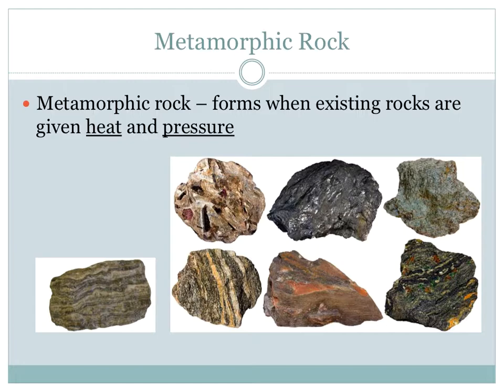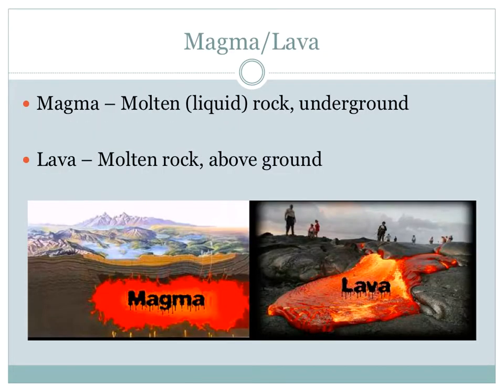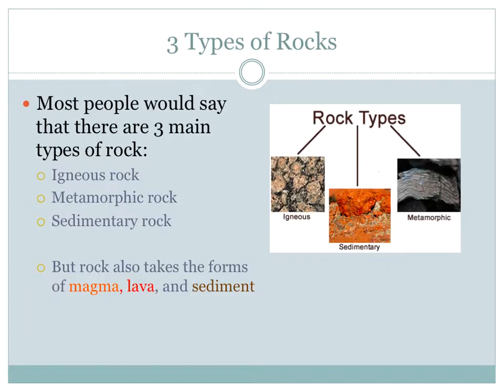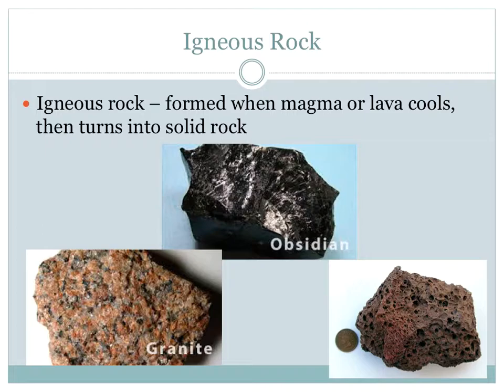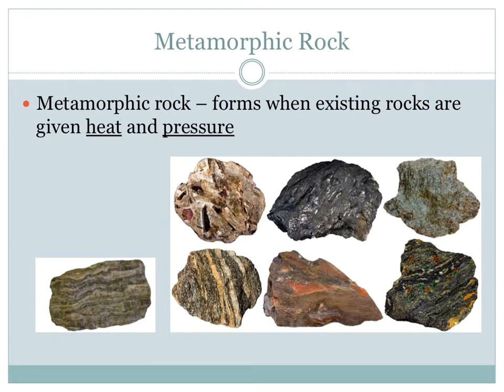Metamorphic rock is when other types of rocks are given heat and pressure. Not all types of rocks, but the ones that are already a rock and can kind of warp because of heat and pressure. So you can't really create metamorphic rock from lava or from sediment.